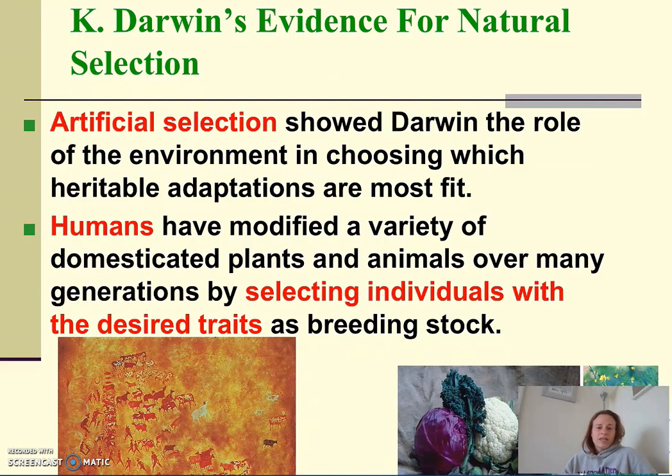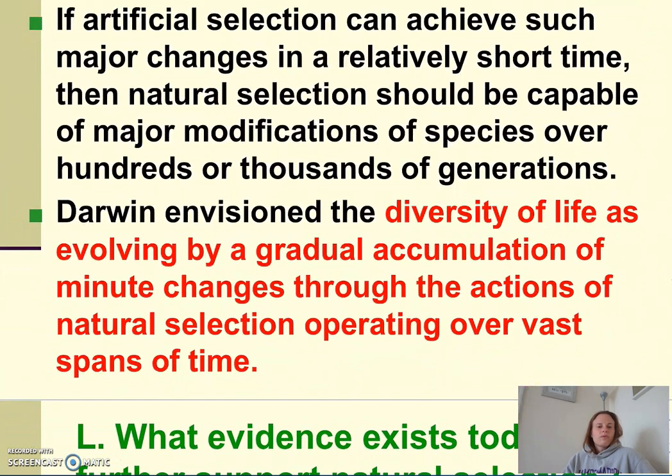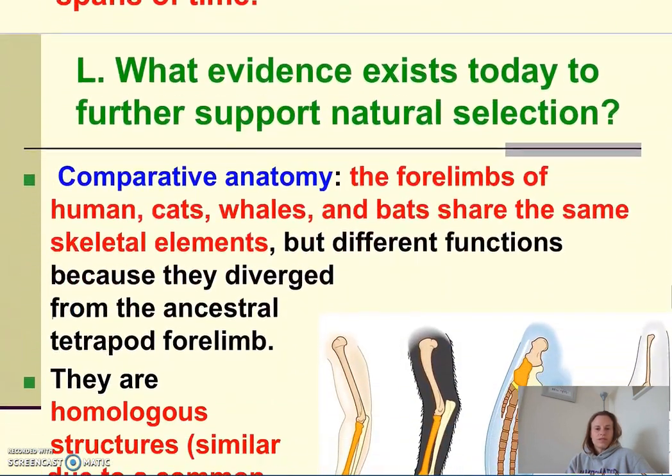So what that showed Darwin was that the environment, natural selection, must also play a role in choosing which heritable adaptations make that organism most fit. So what Darwin envisioned was this diversity of life as evolving by this gradual accumulation of minute changes, very small changes, through the actions of natural selection over long periods of time.